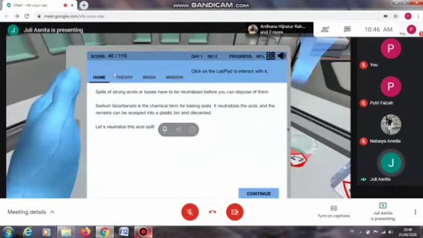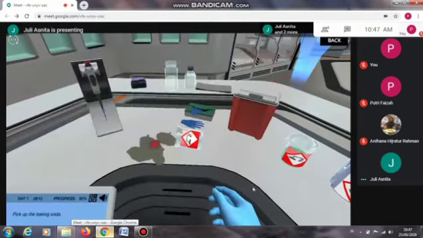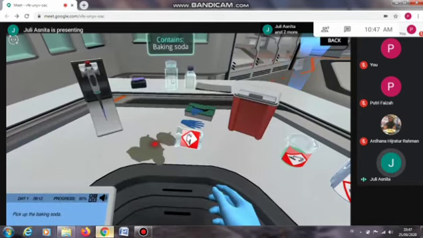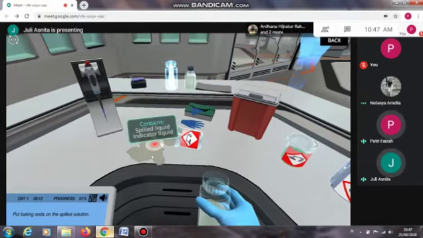Sodium bicarbonate is the chemical term for baking soda. It neutralizes the acid, and the remains can be scooped into a plastic bin and discarded. Pick up the baking soda. Put baking soda on the spilled solution.